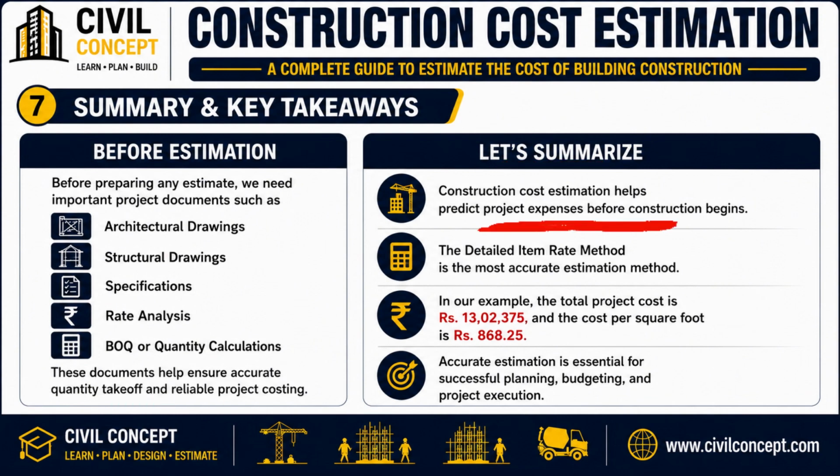Let's summarize. Construction cost estimation helps predict project expenses before construction begins. The detailed item rate method is the most accurate estimation method. In our example, the total project cost is 13,02,375 rupees and the cost per square foot is 868 rupees and 25 paise. Accurate estimation is essential for successful planning, budgeting, and project execution.